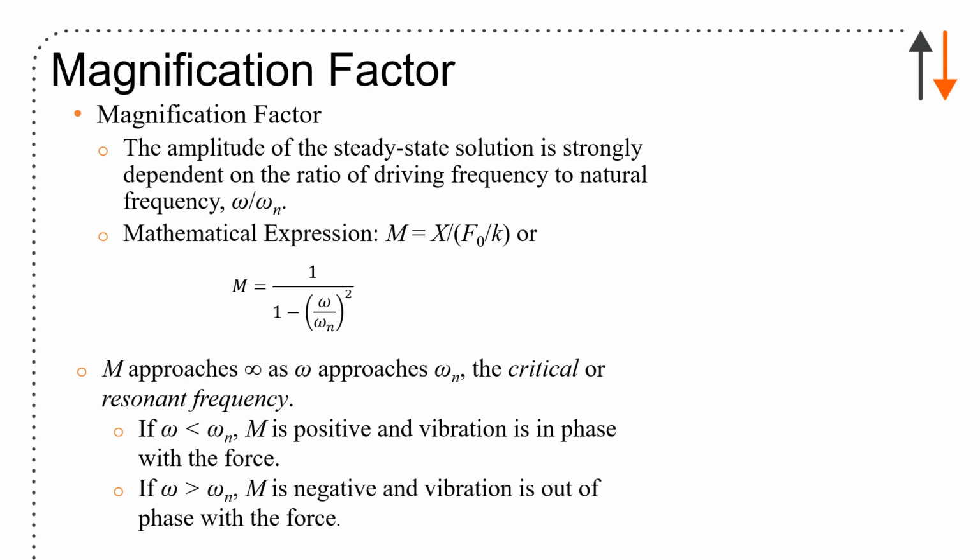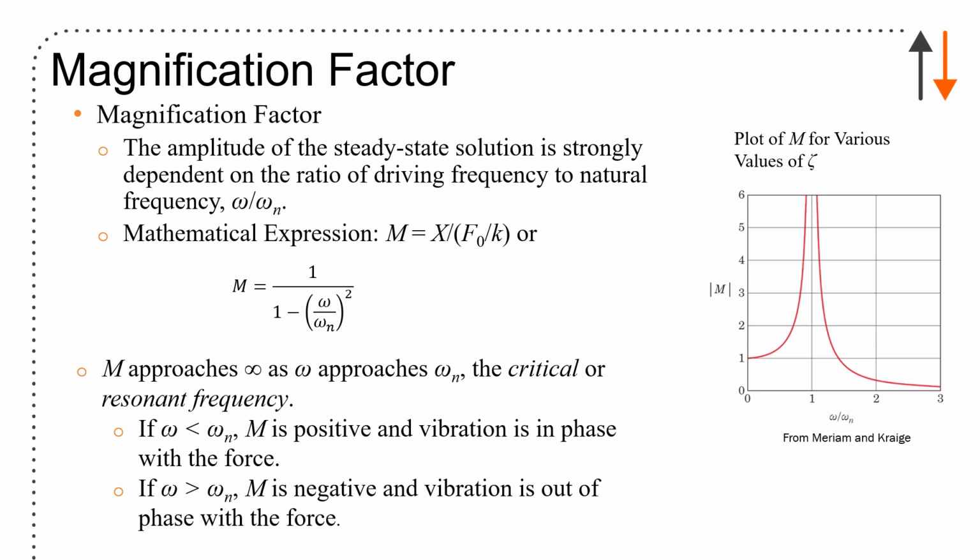M approaches infinity as omega approaches omega n, the critical or resonant frequency. If omega is less than omega n, M is positive and the vibration is in phase with the force. If omega is greater than omega n, M is negative and vibration is out of phase with the force. And that's what the figure looks like over here.